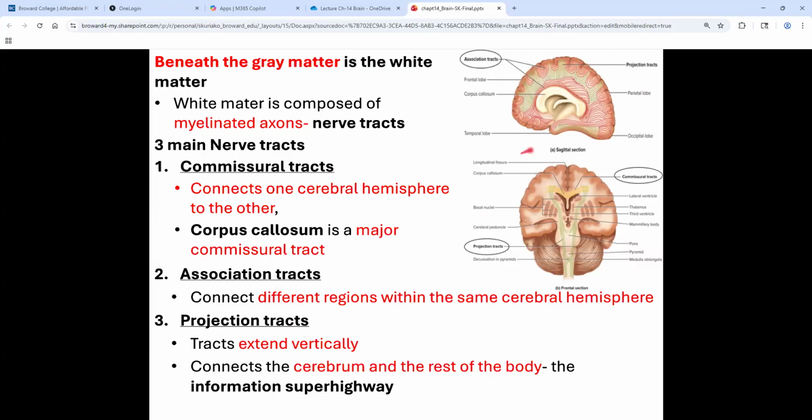And then there are projection tracts. Those are the vertical tracts we discussed earlier in the spinal cord. They extend vertically. Over here, you can see this is a cerebrum. It's connected to the rest of the body through these vertical tracts, and they are called the projection tracts. So the projection tracts are really the big highways. They are the super highways.